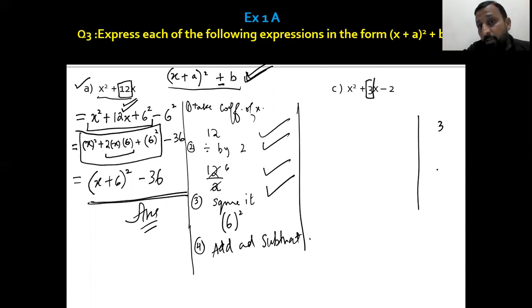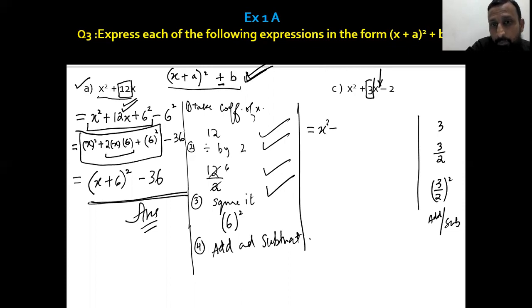So write down the coefficient of x. It's 3, divided by 2, step number 2. Step number 3, square it. Step number 4, add and subtract it. That's what I'm doing, but you're going to do it over here right after 3x. So x square plus 3x. Then you need to add and subtract 3 upon 2 the whole square. Then minus 3 upon 2 the whole square, because as I'm adding it myself, in order to balance it, I'm going to subtract it myself.